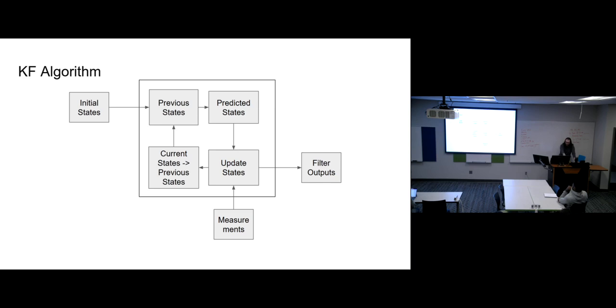So this is more of an algorithmic view of what you're looking at for the filter. You start with your initial states, and that's timed at x equals 0, basically. You go into your filter in this box, and you look at the previous states.